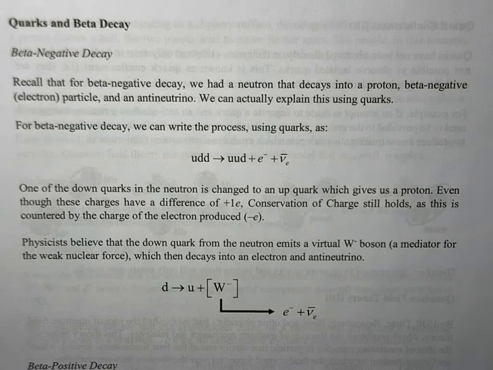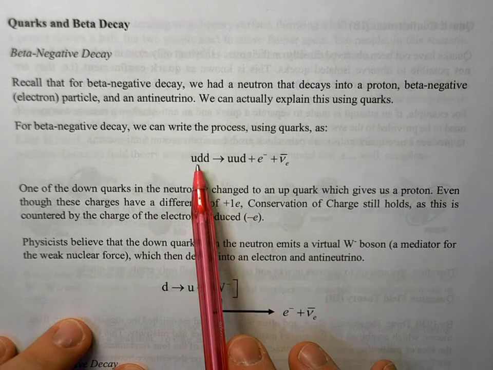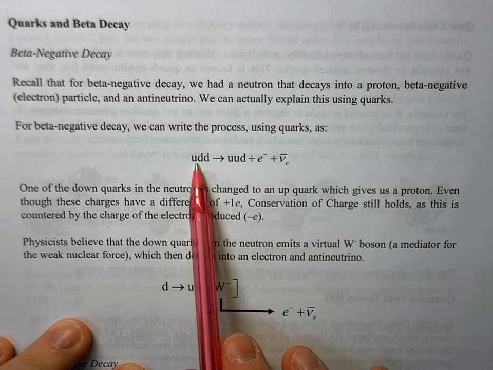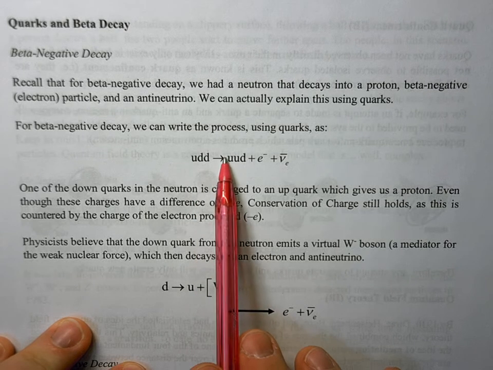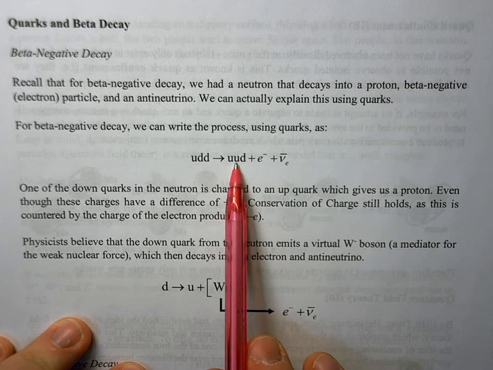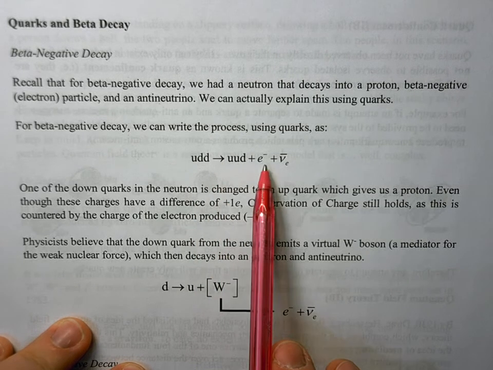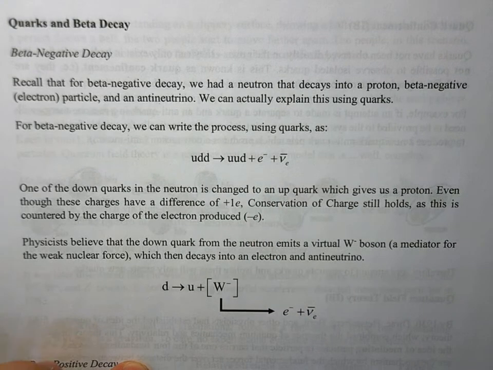So in a beta negative decay, we had a neutron that decayed into a proton, a beta negative particle, an electron, and the antineutrino. We can actually express this using quarks. So for beta negative decay, we have our neutron here, or this UDD. What we have is this conversion into this proton, or this UUD, our electron, and then our antineutrino.